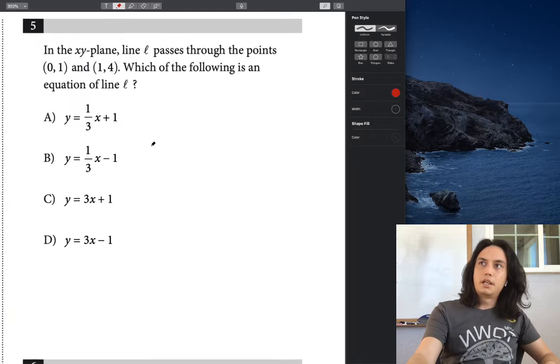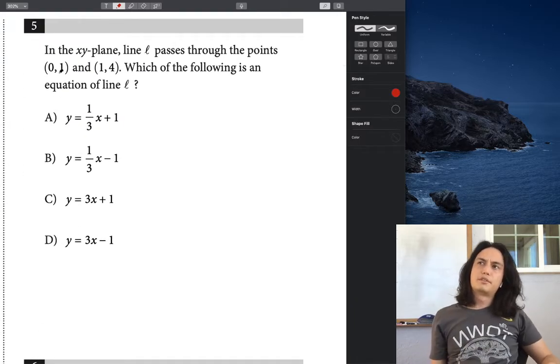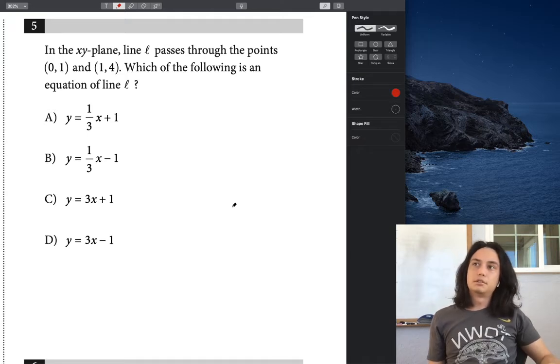In the xy plane, line L passes through these 2 points, (0, 1) and (1, 4). Which of the following is an equation of line L? Cool. So we're sort of working backward from 2 coordinates. Well, jeez. I mean, these early questions, these are easy.